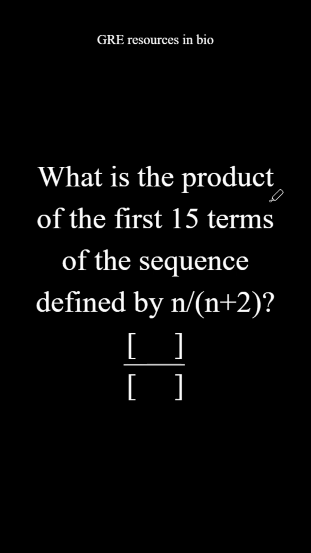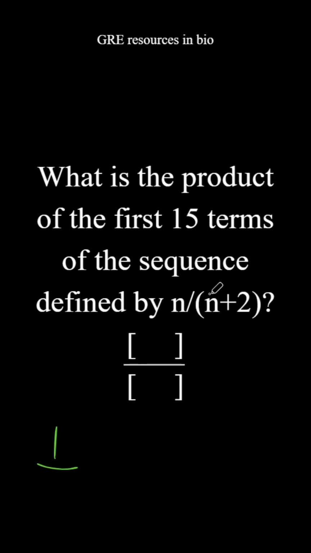What is the product of the first 15 terms of the sequence defined by n over n plus 2? So anytime in the GRE you're required to do something that would take a very long time, then there's probably going to be a faster way to do it rather than doing the whole thing, writing them all out and then actually finding their product.